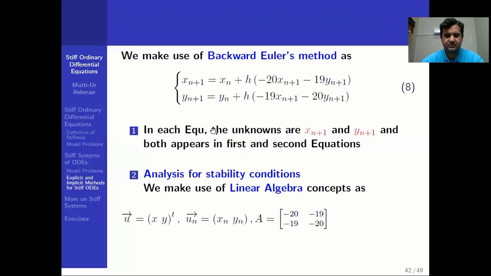So for instance, I can introduce this vector u, which contains the components of the solution corresponding to your stiff ordinary differential equations. Okay, so for instance, I can pack these two over here, and then the coefficient matrix will emerge basically from here.